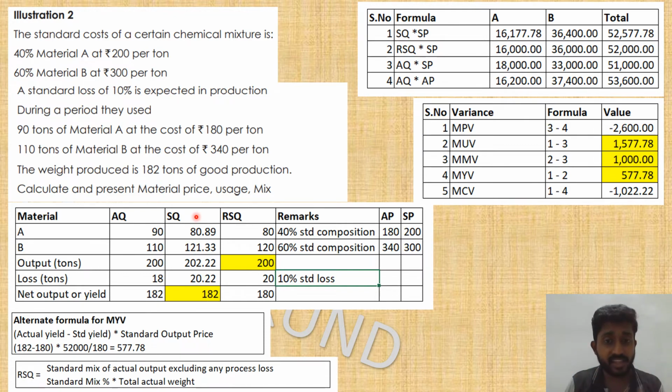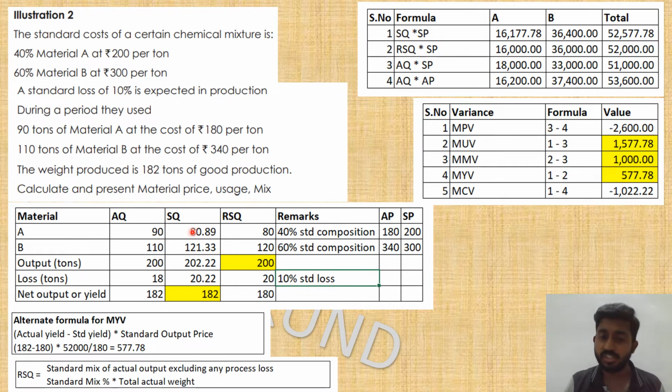Remember one thing, guys: if this table is correct, everything will be correct, because you know the concept. I know my students will know the concept. So the simple approach is, for actual quantity, ignore all the losses. What is the actual output? Fix that output and apply the standard mixture given in the question. You will find the revised standard quantity. Now for this actual quantity, after excluding the losses, what will be the net yield? For that yield, whatever is the standard, that will be the standard quantity.